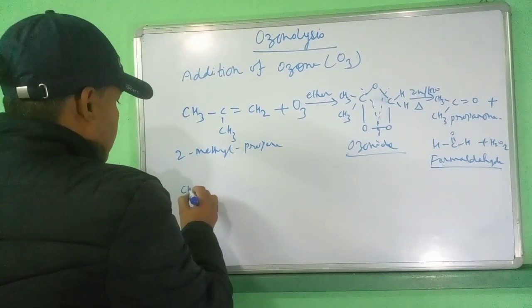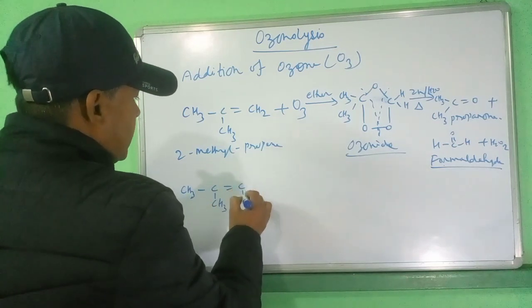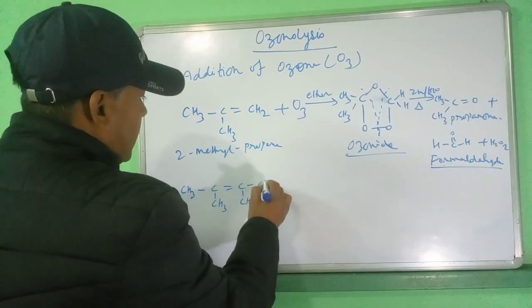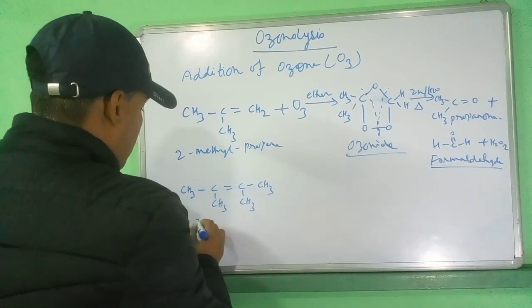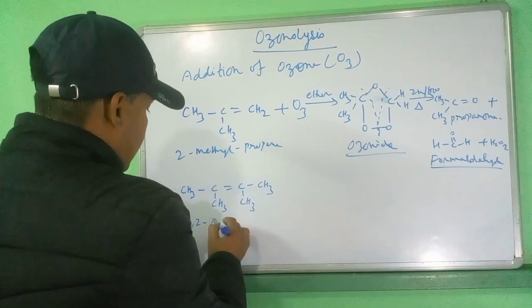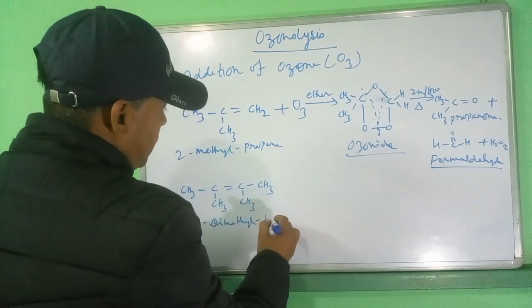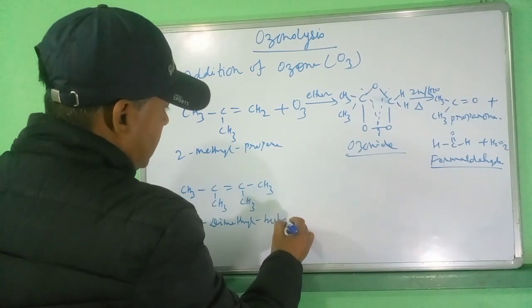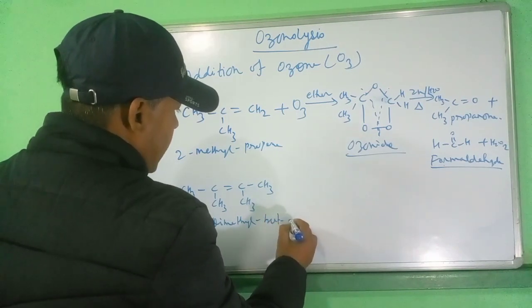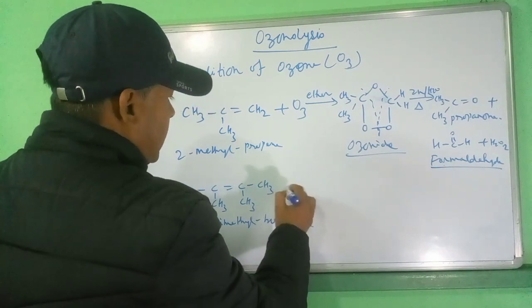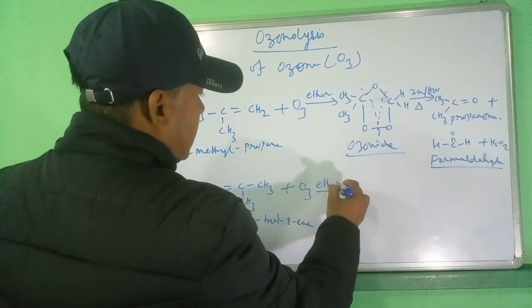Suppose CH3 C double bond CH3 and CH3. This is 2,3-dimethyl butene. Butene is treated with ozone in the presence of ether.